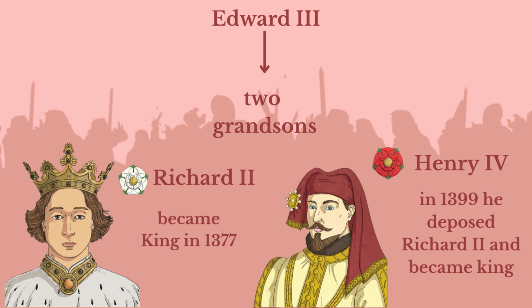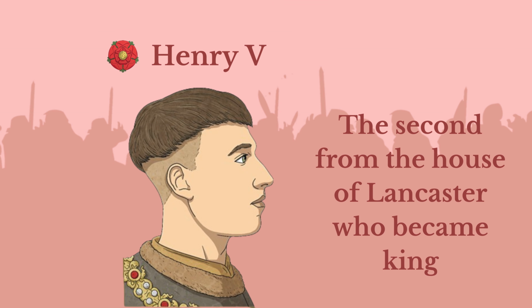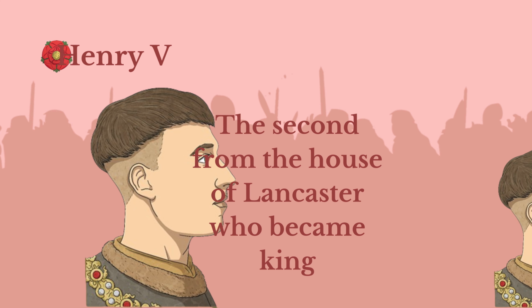In 1399, his cousin, Henry Bolingbroke, deposed him. Under the name of Henry IV, he was the first from the House of Lancaster to actually become king. He was also a grandson of Edward III. Henry's father was John of Gaunt. The second from the House of Lancaster who became king was Henry V.